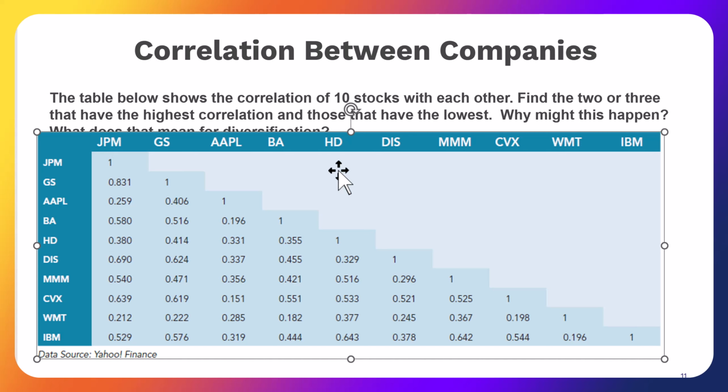But now let's think about Apple and Home Depot, 0.331. Again, a pretty low number. Apple and Walmart, again, pretty low numbers. So combining those stocks in portfolios would seem to give us greater potential for diversification.